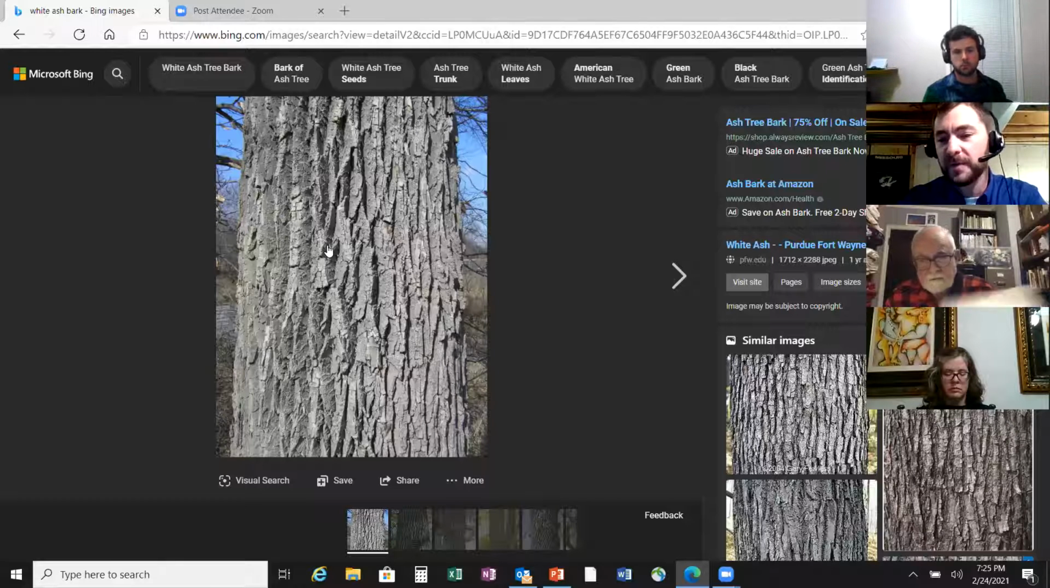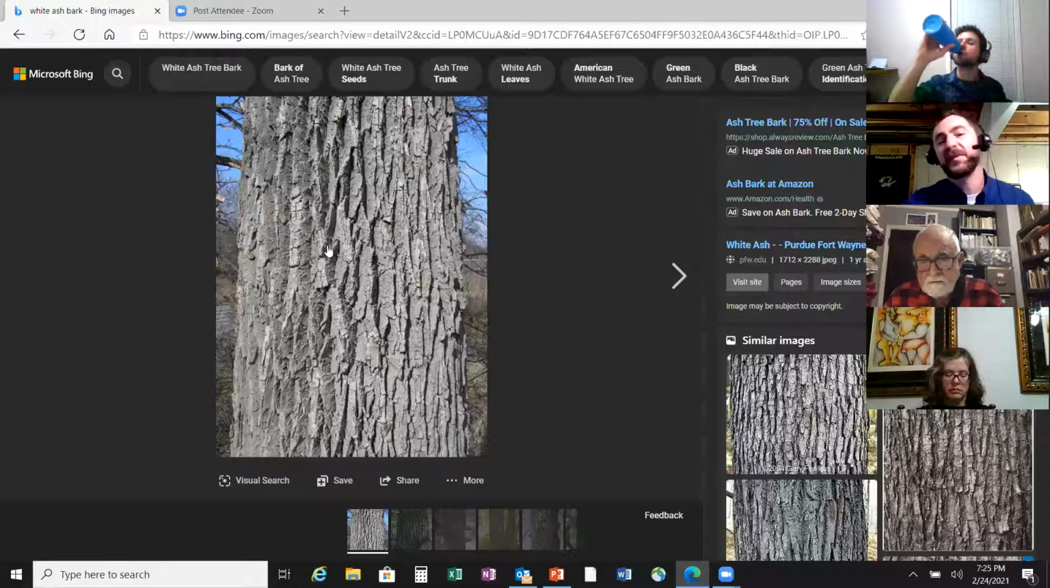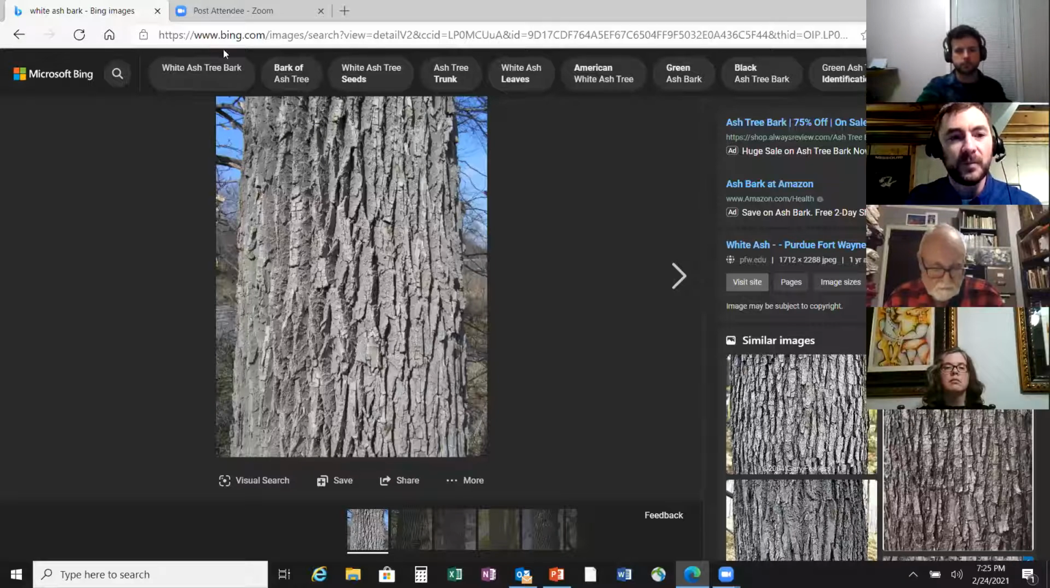And we may not have to worry about this too much in the future. We'll be looking at a lot of scraggly ash trees where we can very easily see the leaf scars, because of emerald ash borer, if you haven't been familiarized with that yet.